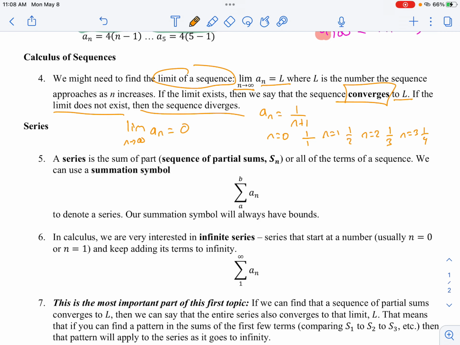That doesn't mean they add up to 0. That's a series. We'll get to that in a second. That means that as we're going to infinity, our terms are getting closer and closer to 0. They're converging on the number 0. That might be the only real thing you have to do with sequences by themselves.